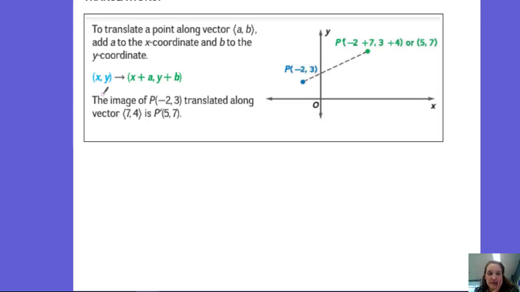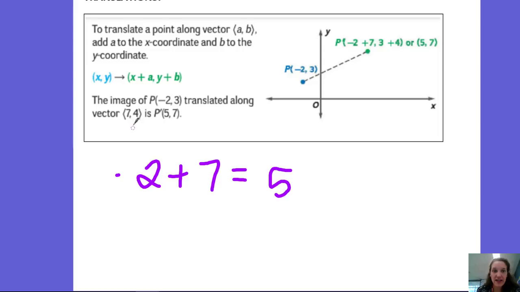So the example is: the image of point P is translated along this vector. The image of point P is P prime. If our vector is <7, 4>, that means we're going to add 7 to the x coordinate, which means we're going 7 to the right. So -2 plus 7, going 7 units to the right, will put me at an x coordinate of 5. So -2 plus 7 is 5.